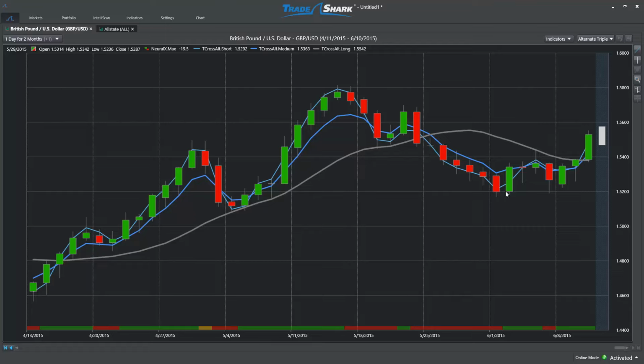You will want to use whatever tool most closely matches the objectives of your trading strategy. However, the benefits of predictive indicators allow TradeShark users to anticipate where the market is headed rather than react to where the market has already been.